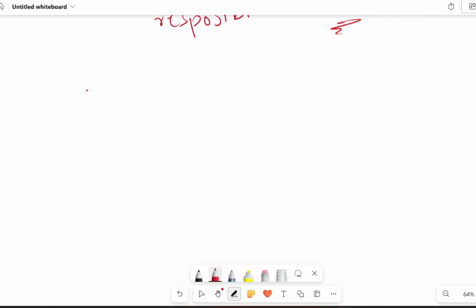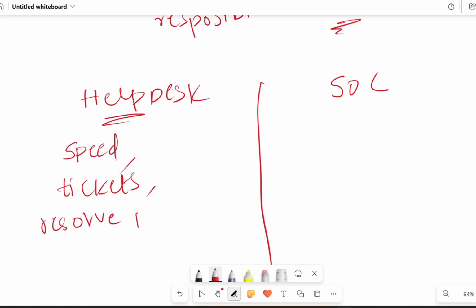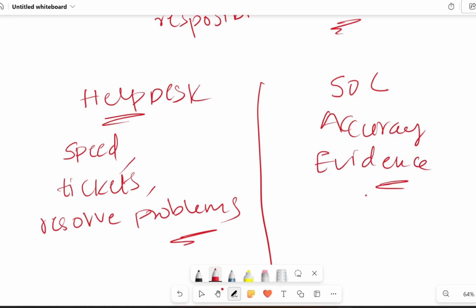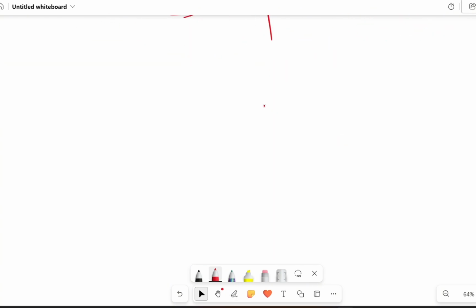Think about the helpdesk. Their goal is usually speed: close tickets, resolve user problems, and move on. The SOC has a completely different goal: accuracy, evidence, risk reduction. Sometimes those goals collide. Helpdesk wants the machine returned to the user. The SOC wants the machine to be isolated. Both think they are right, and both can justify the decision.